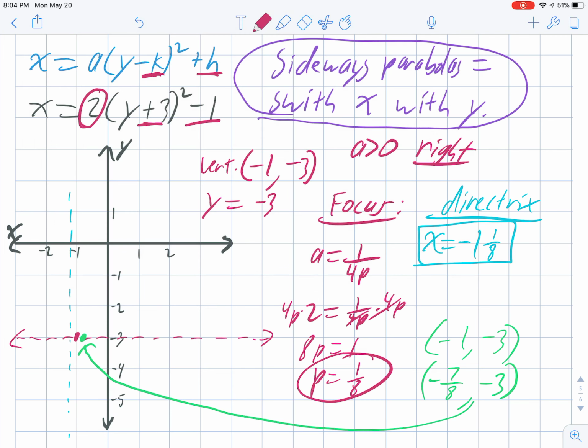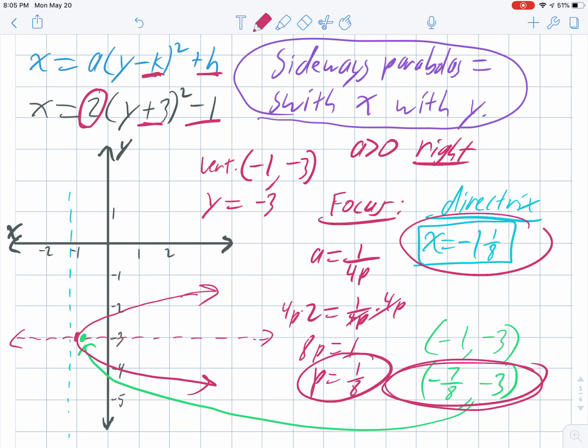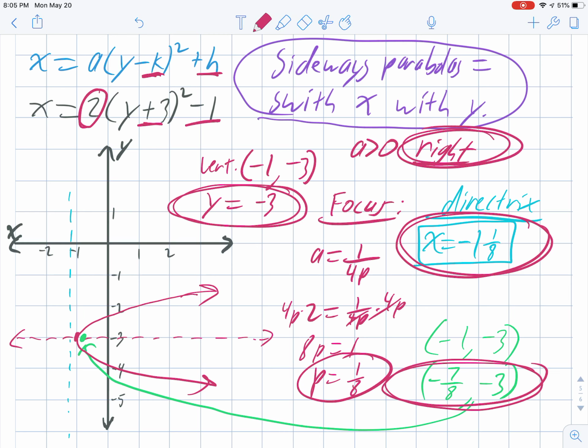We're not going to find any other critical points here. Again, we're just trying to get the general gist of the graph and find that information. So our graph is going to look something like that. I'm looking that it's pointed in the right direction, that you have the focus, that you have the directrix, that you have that axis of symmetry, that it opens in the correct direction. Those are all the things we'll be looking for when you graph a sideways parabola.